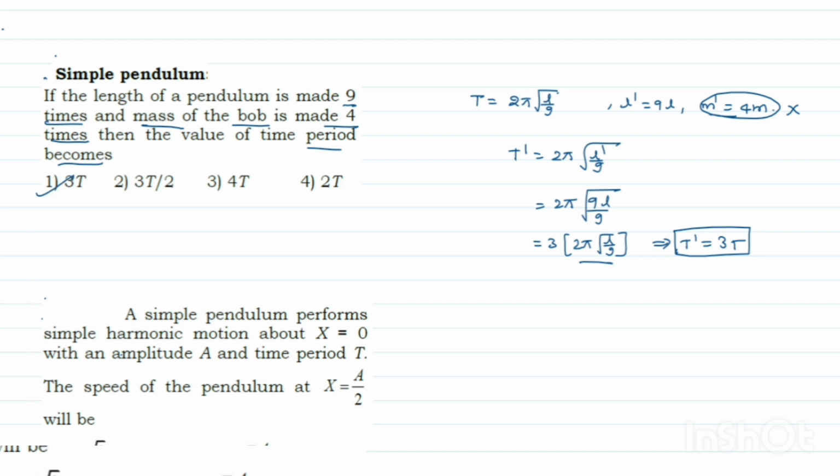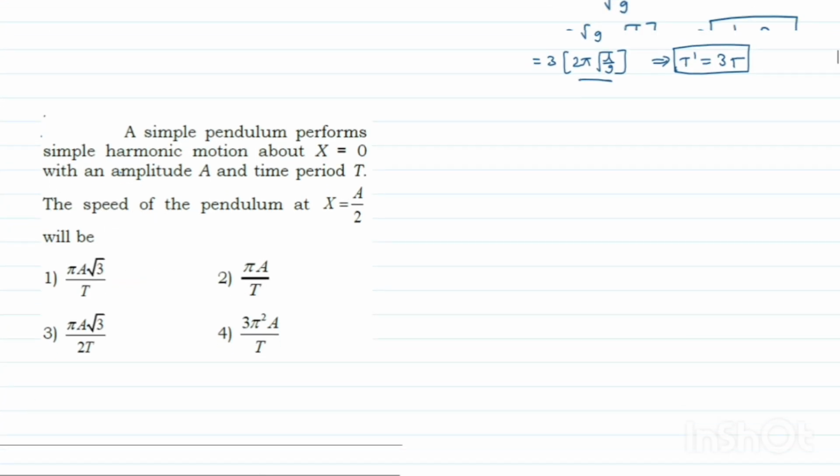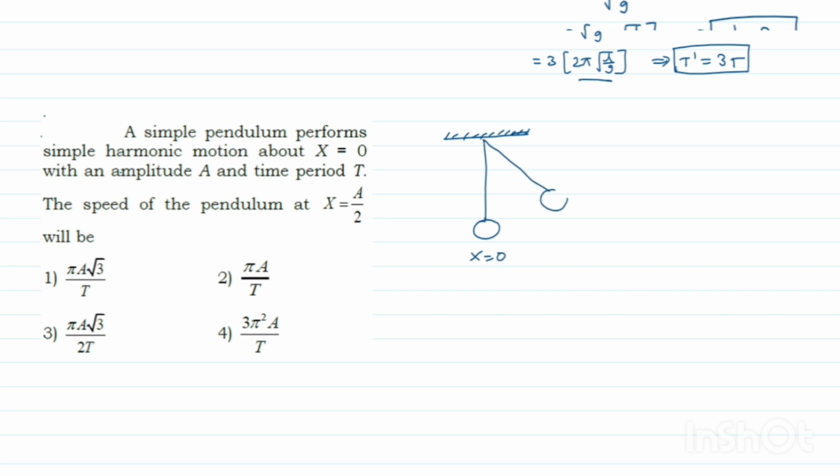Let us see the next question. The next question says, a simple pendulum performs a simple harmonic motion about x equal to 0 with an amplitude a and the time period is given as T. Now the simple pendulum is performing simple harmonic motion. This is the mean position at x equal to 0. Here it is going to make certain oscillations, and this is the maximum amplitude. Here at x equal to a by 2 distance, they are asking the speed of the pendulum.